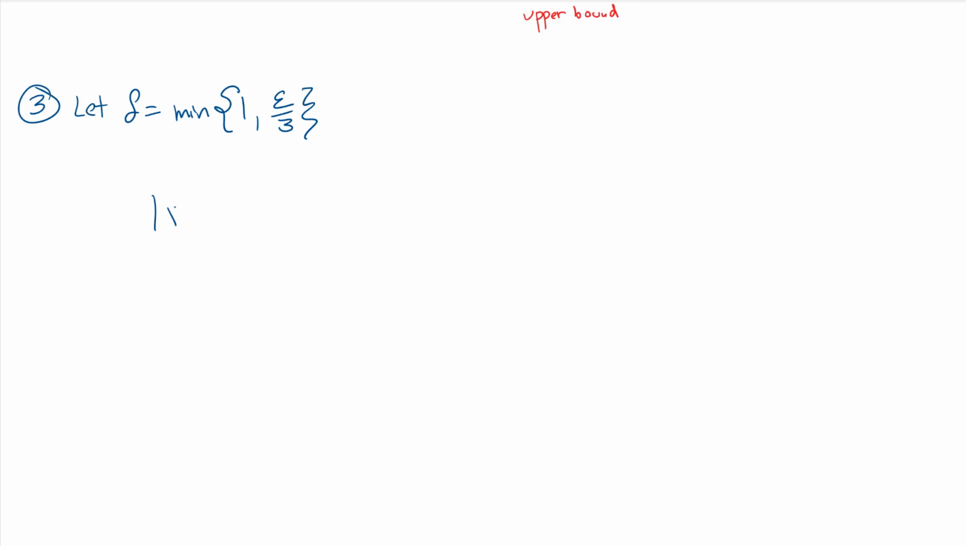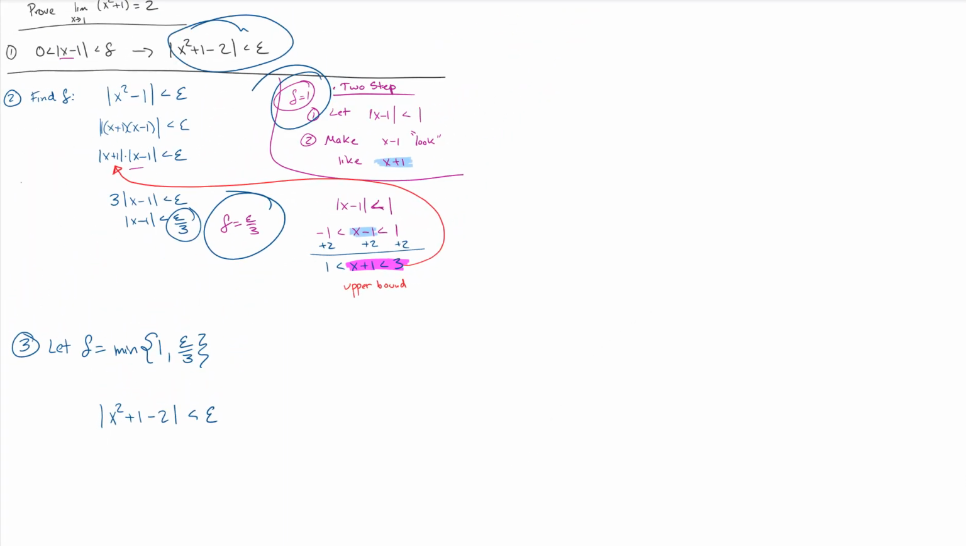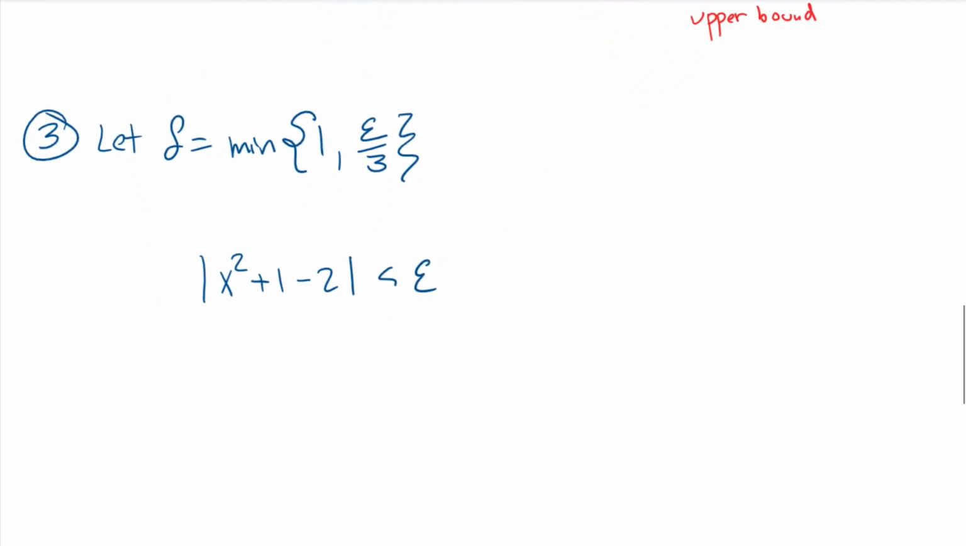We're going to take that absolute difference. What was our problem? It was the absolute value of x squared plus 1 minus 2 is less than epsilon from up above. Remember that? So we're going to take that, and we're going to manipulate it again. This is equal to the absolute value of x plus 1 times the absolute value of x minus 1.